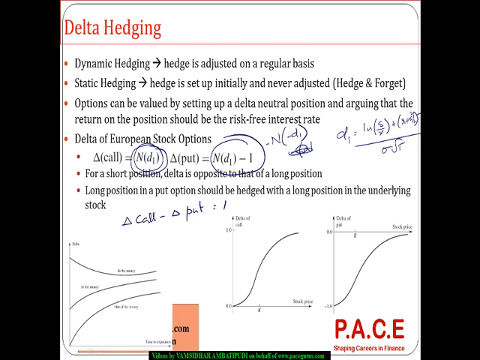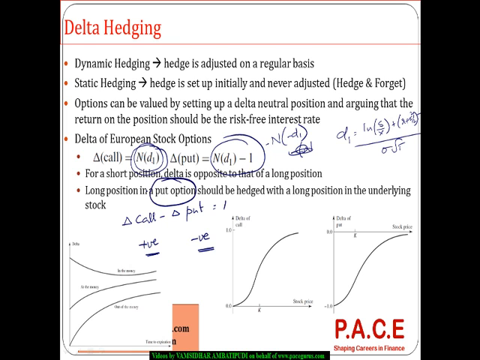For a short position, the delta is always the opposite to that of a long. And what we also see is that delta for a call is always positive and delta for a put is always negative. Because as the stock price increases, the call option price increases, which means the delta should be positive. As the stock price increases, the put option price decreases, which means the delta for a put should be negative.